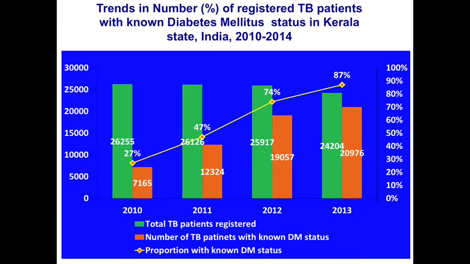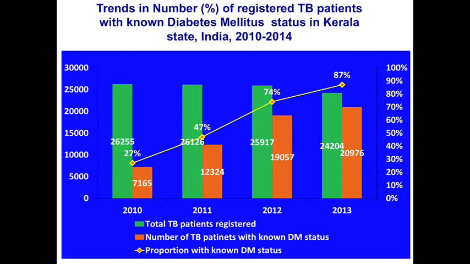So in green, I hope I got my colors right. I'm colorblind, so I can't really see these colors very well. But in green, it shows you the number of TB patients registered every year, and in orange or red, along with the percentages, shows you the number and percentage who have been screened for diabetes. So you can see that over 4 years, this was not bad. It rose from 27% to nearly 90% in 2013.